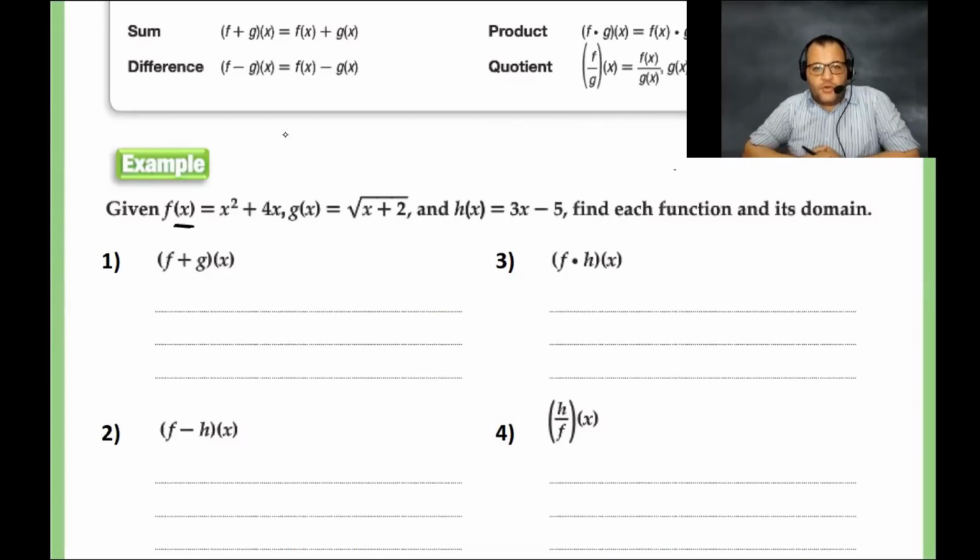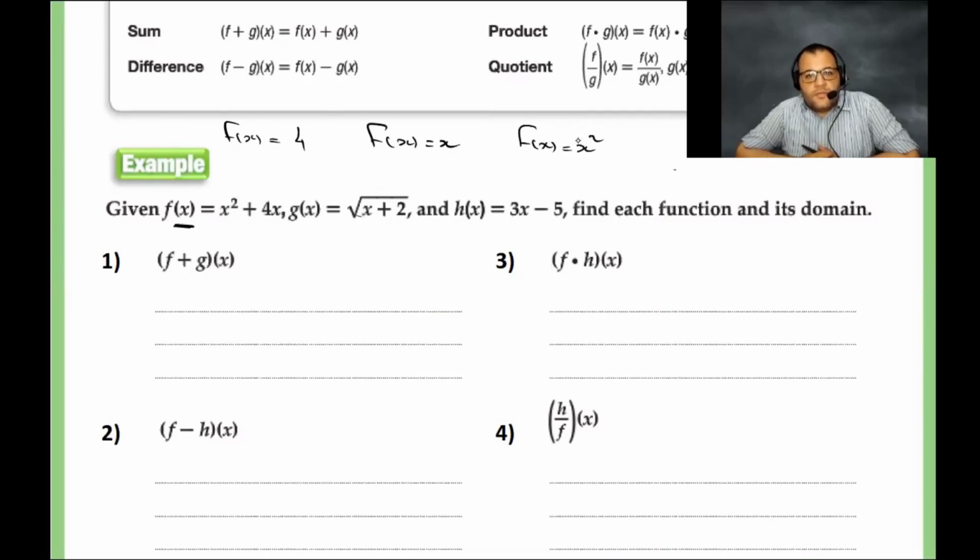What is the meaning of a polynomial function, ya Omar? Polynomial means it consists of more than one part, like x squared is one part and 4x is one part. So f of x equals 4, polynomial or not polynomial? Not polynomial. F of x equals x, not polynomial. F of x equals x to the power 2, not polynomial also. MashaAllah.